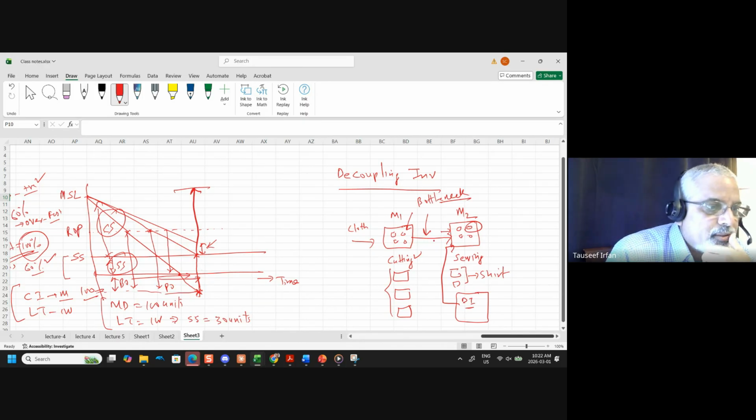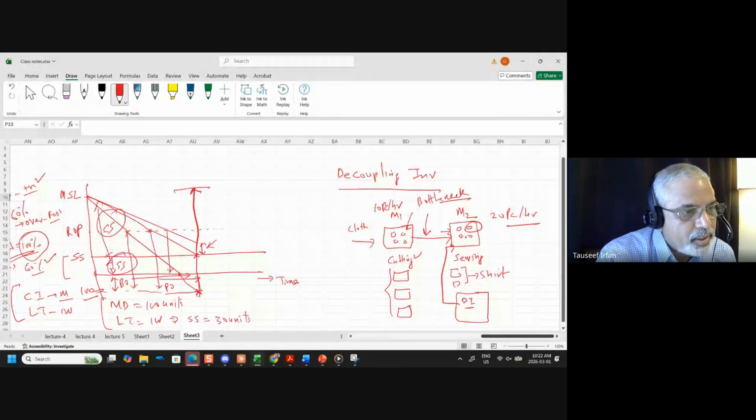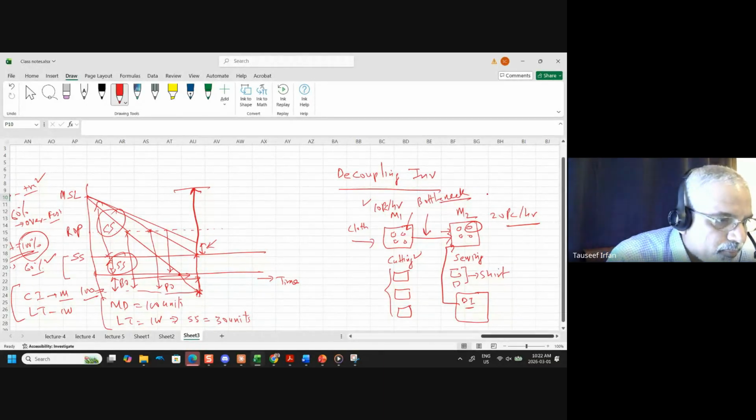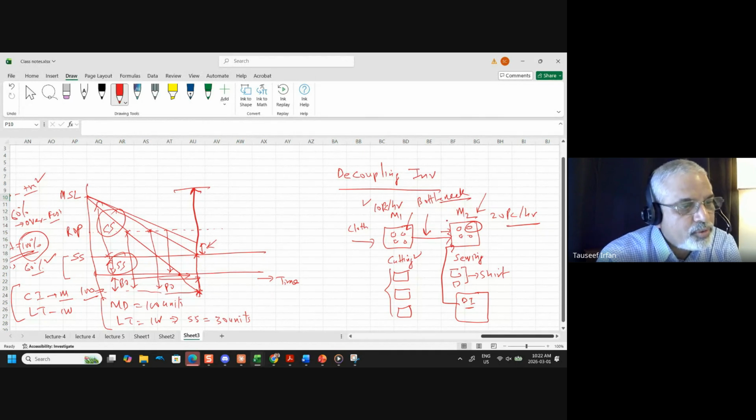If they cut 10 pieces per hour, and they sew 20 pieces per hour, do you think it's a problem now? These guys are able to do 20 pieces per hour. They are making 10 pieces per hour. Problem? The speed is high. Big problem, sir. So now how to resolve this problem?